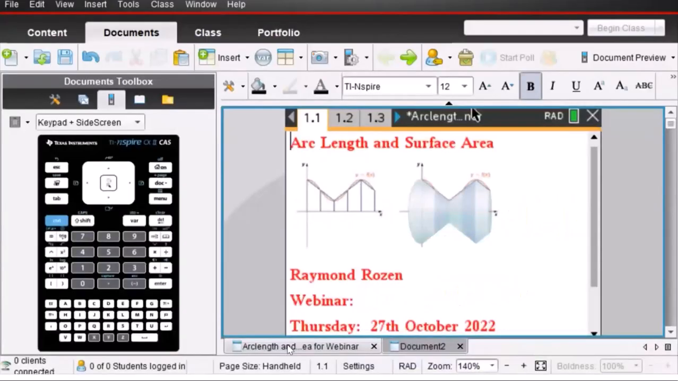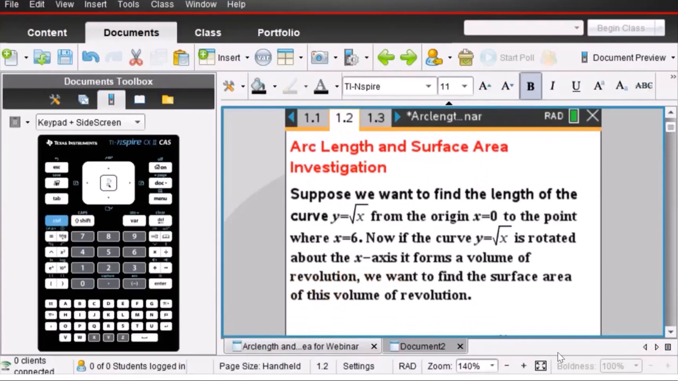All right, so let's now go into a TI-Nspire page and look at an example. Suppose we're going to consider the curve y equals root x from the origin, x equals 0, to the point x equals 6. If we rotate that curve about the x-axis, it's going to form a volume. Now, we're not going to find the volume, we're not going to find the area, but what we do want to do is find the arc length and the surface area of that volume of revolution.